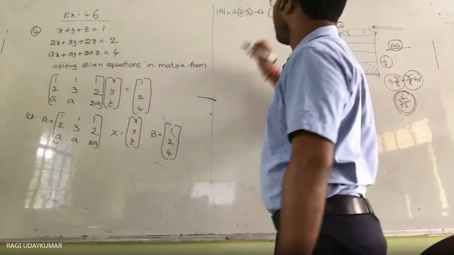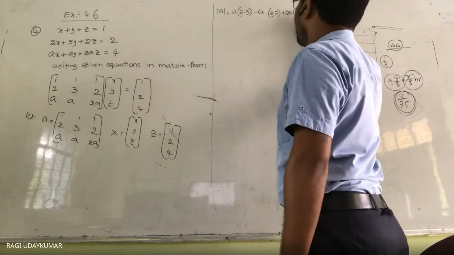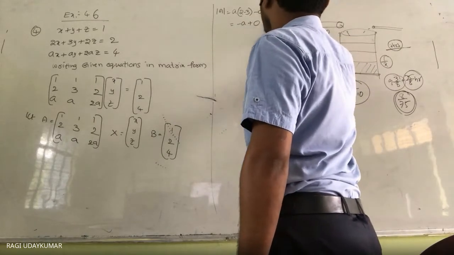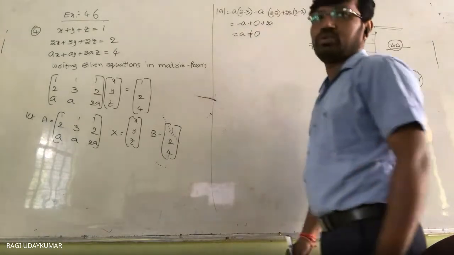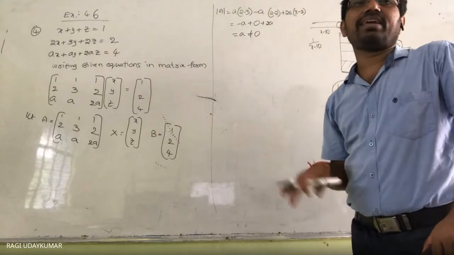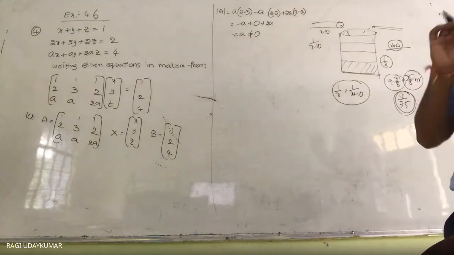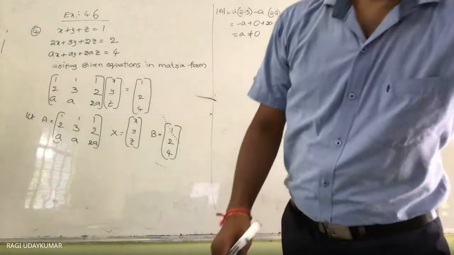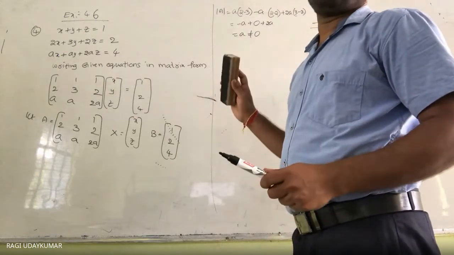2 minus 2, plus 2a into 3 minus 2. So this we are going to get as minus a plus 0 plus 2a. We are going to get a. This is not equal to 0. Only if a is not equal to 0 are they consistent. Only the consistency is asked here, not the solution. Solution is not asked, just consistency you need to check in this situation.